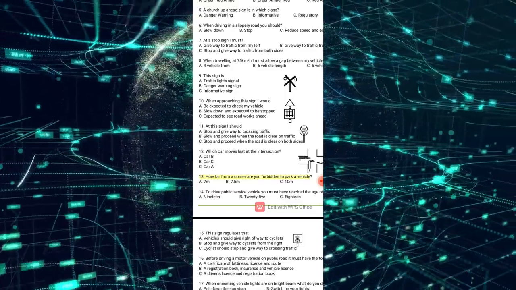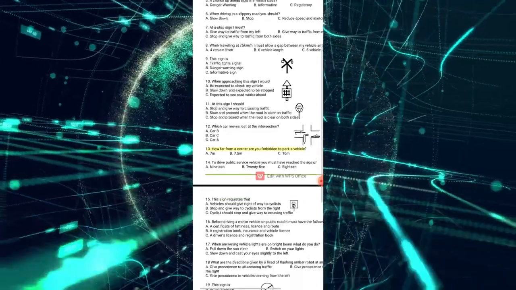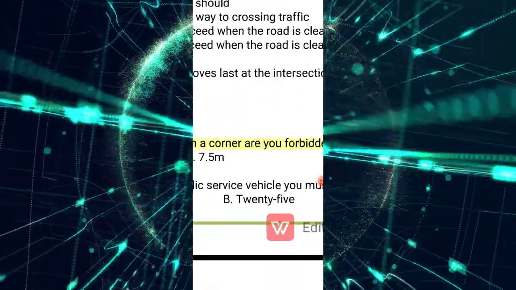Now number 14, to drive a public service vehicle you must have reached the age of 25.